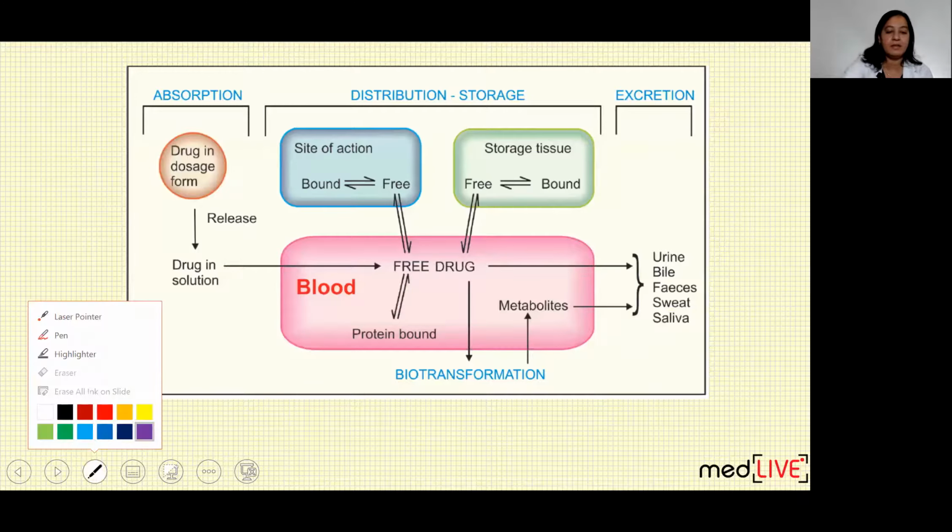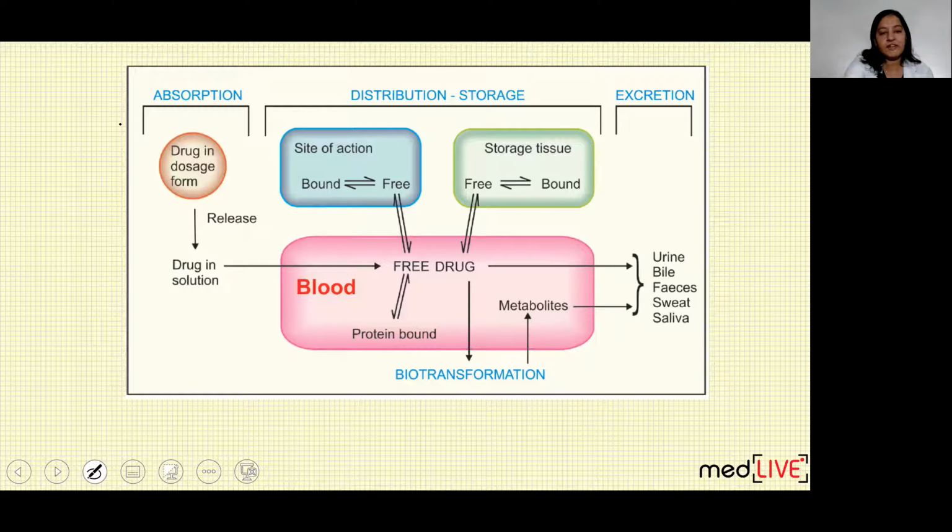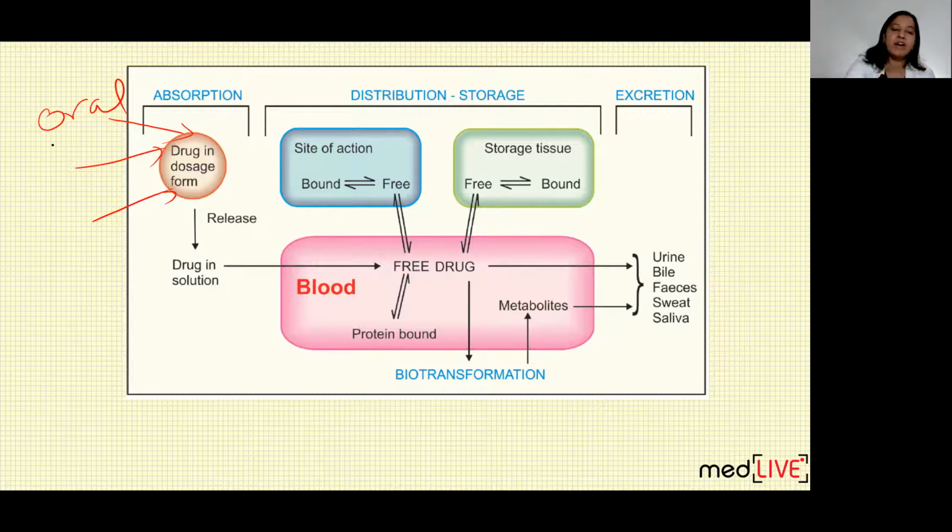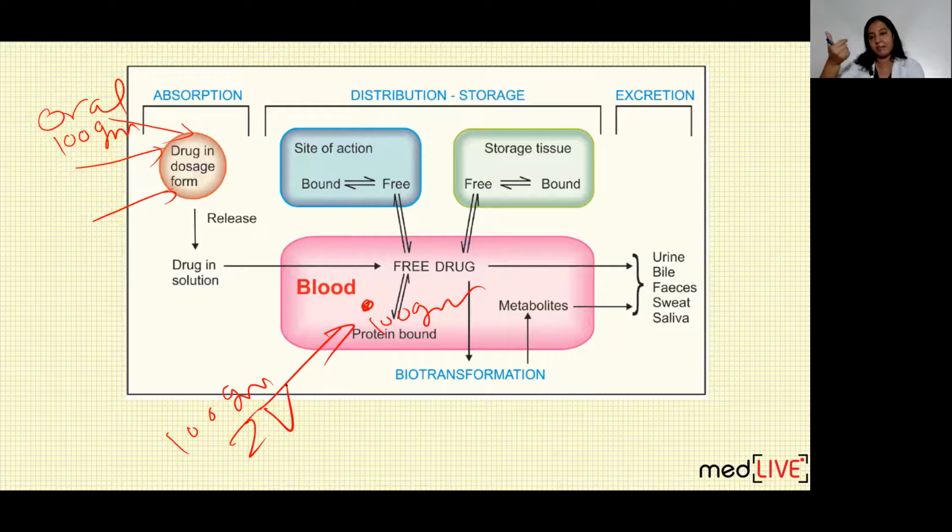What does it mean? Now you are giving the drug through any form, most commonly through the oral route. Suppose I have taken a 100-gram tablet of paracetamol. How much paracetamol will reach my blood? That is bioavailability. It is not necessary that all 100 gram will reach my blood. If I give it through the IV route, that is directly in blood, all 100 gram will reach the systemic circulation.